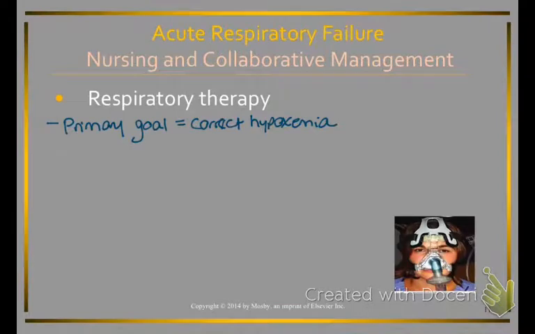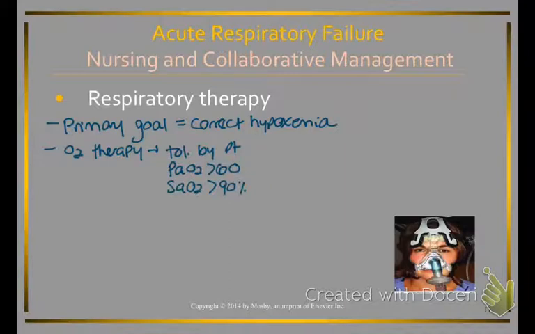So let's look at this. If our primary goal for respiratory is to correct the hypoxemia, we're going to give oxygen that's tolerated by the patient. We want the PaO2 to be above 60, the SaO2, your pulse ox, to be above 90, and we want it at the lowest concentration possible. So are we going to put oxygen on them and crank it up to like 10 liters? And we're like, well, they're good. They're satting 99%. No, you want to give them the least amount of oxygen to create the best respiratory effort.